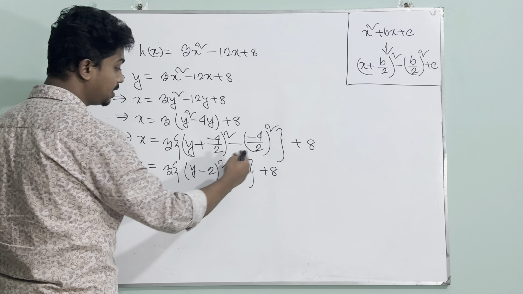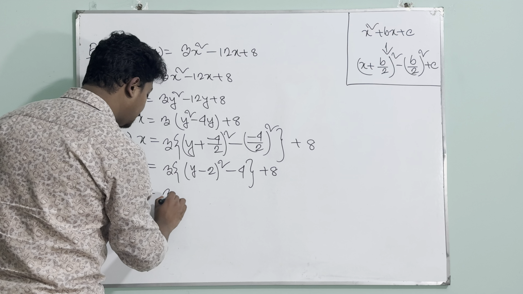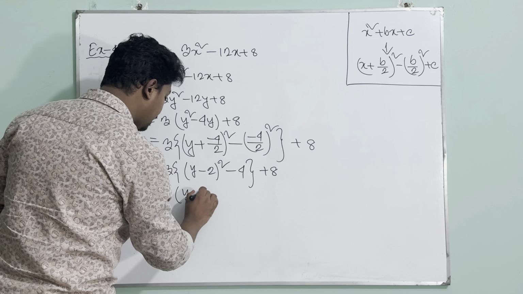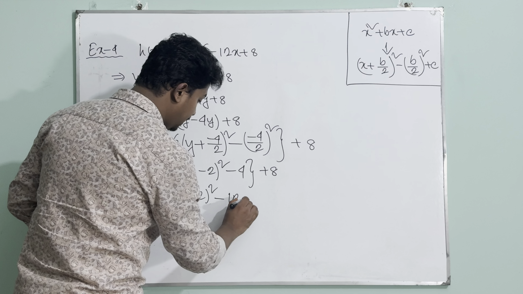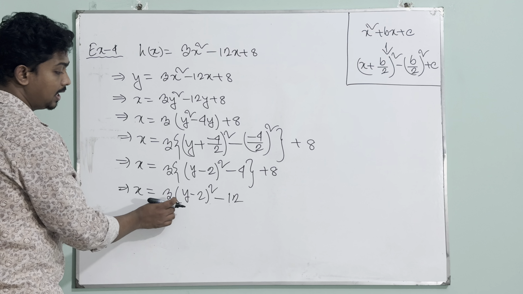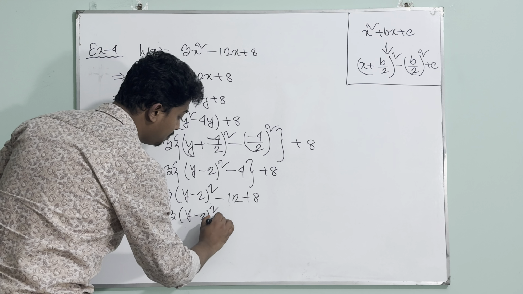so it will go outside of the bracket. That means we have to multiply with 3. We are going to get 3 multiplied by y minus 2 whole square, and then minus 12, because this 12 is not with 3 now. We just multiplied this 3 and 4. Okay, plus 8. Then we are going to get x equals 3 multiplied by y minus 2 whole square, then minus 4.